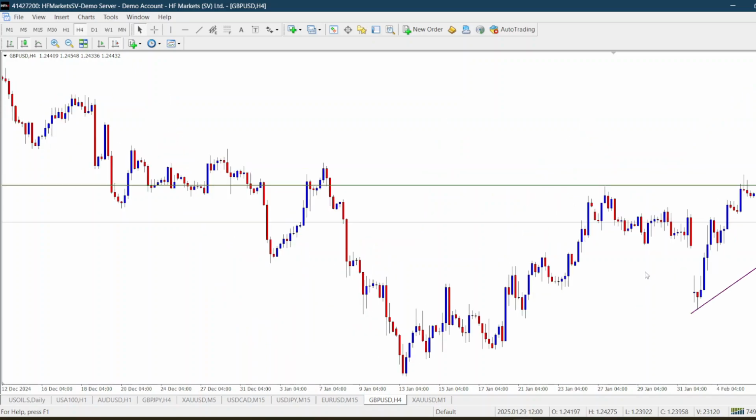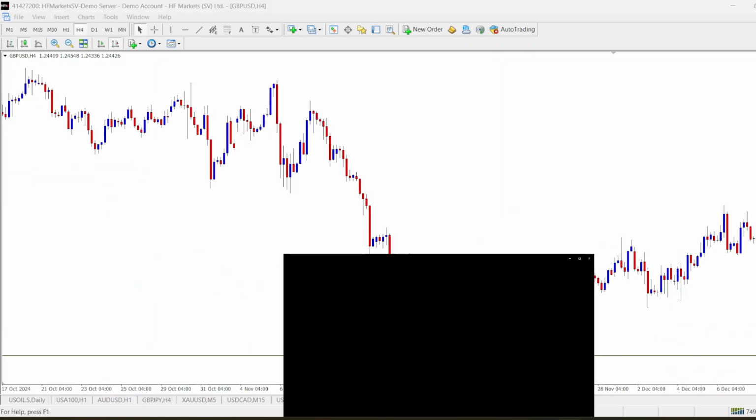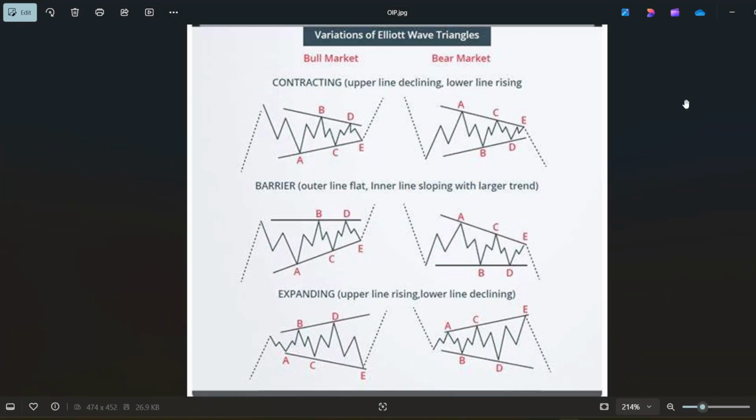Now, the next pattern is the descending triangle pattern. The descending triangle pattern is just the opposite.